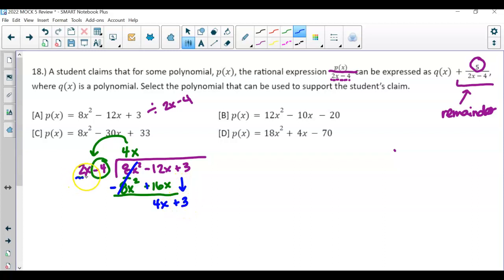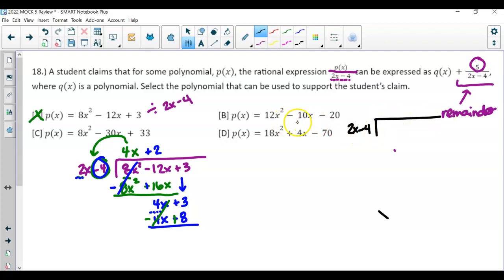Now divide 2 into the new first term, which is 4. 2 goes into 4 2 times. 2 times 2x again, matching up. And again, don't forget to multiply 2 by -4, which is -8. Change the signs. Now notice you end up with a remainder of 11. So A is not our answer. Let's go to B. Again, setting it up.